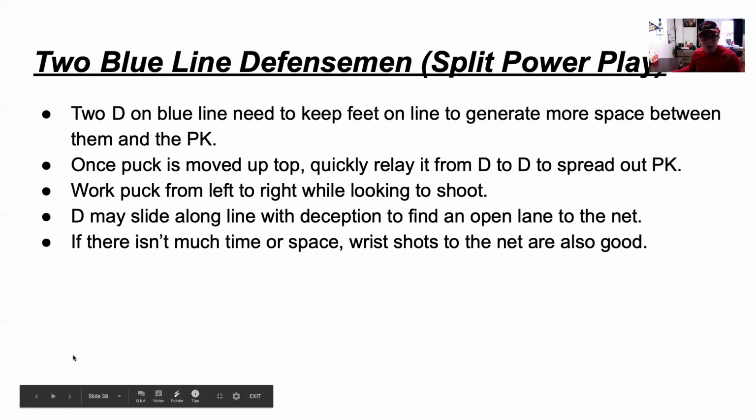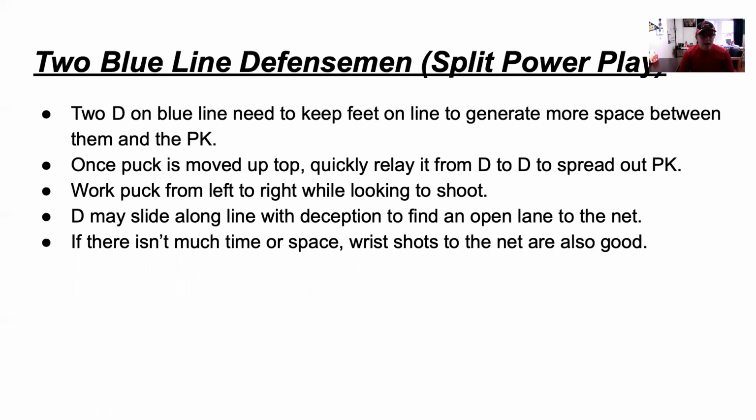And then we have the two blue line defensemen. So we're on a new power play. This is a split power play. So the two D on the blue line need to keep their feet on the line to generate more space between them and the PK. And once the puck is moved up top, it needs to be quickly relayed from D to D to spread out the PK. The defenseman must work the puck from left to right while looking to shoot. And the D may slide along the line with deception to find an open lane to the net.